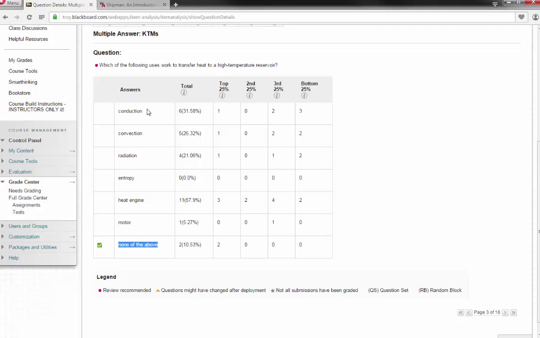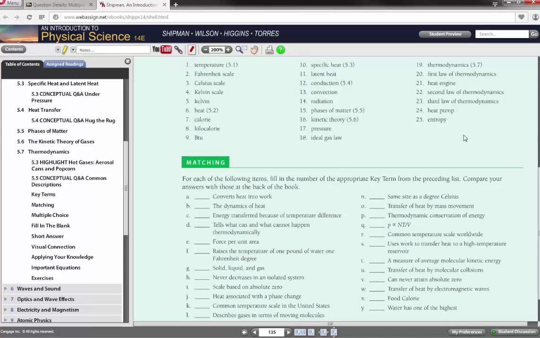So just for fun, what are these other things? Well, quite a few of them actually are already among the key terms listed for this chapter. For example, here's convection, here's radiation, and here's conduction. So these three were already terms. You should have already known that those don't go with this one because they match with other things on here. You would have found that if you'd done the homework.